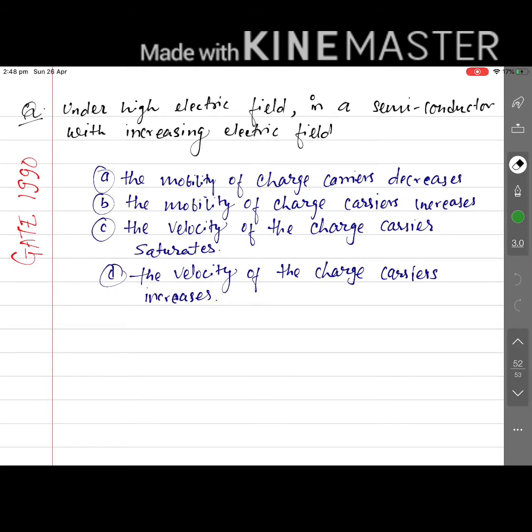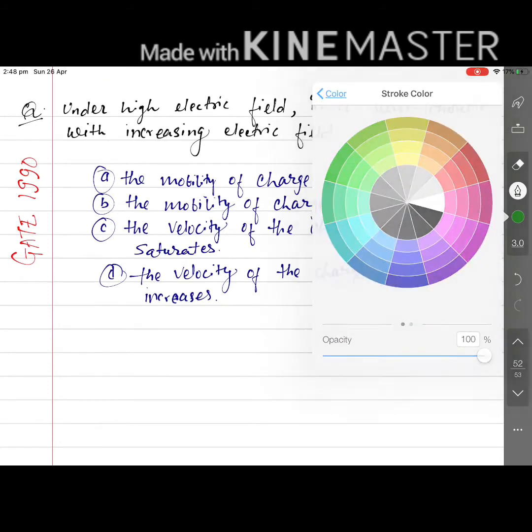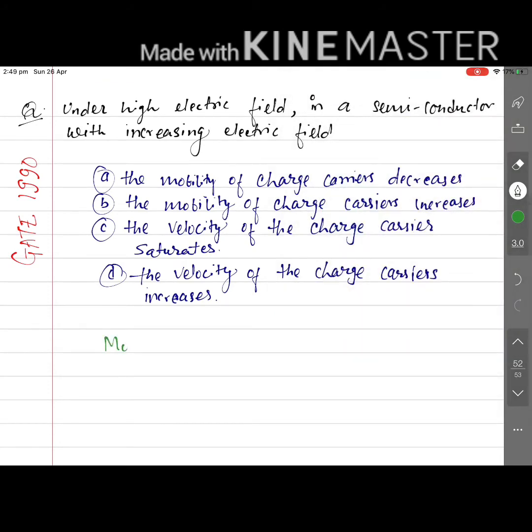So to understand the answer of this question, we need to know some basics about mobility and how it is related to the drift velocity and the electric field. So here we know that the mobility, let me write it down over here, is equal to drift velocity over electric field. So let me consider it as equation number 1.